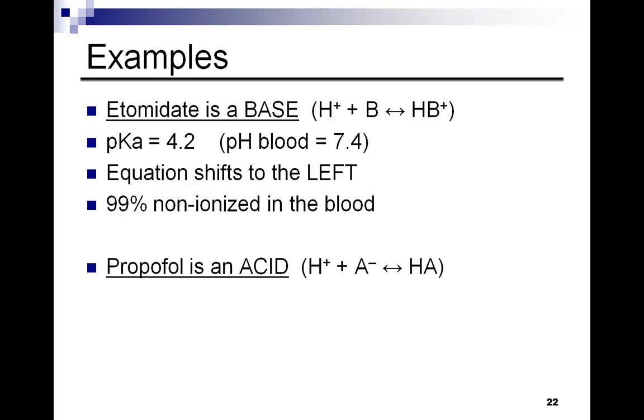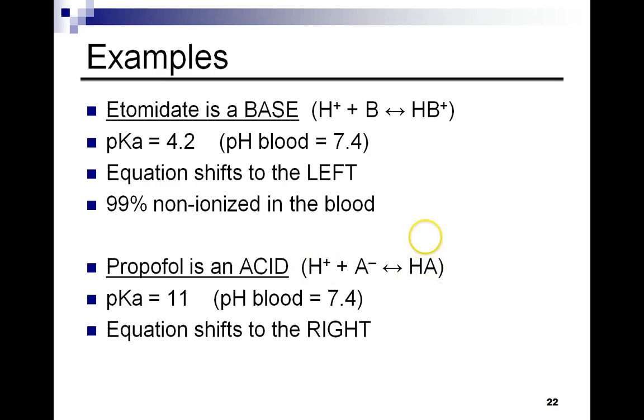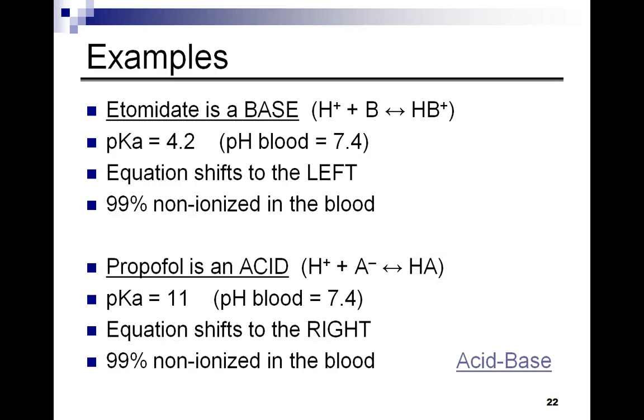On the other hand, we have propofol, which is an acid. Propofol dissociates into a proton and a negatively charged species. The pKa of propofol is 11. So even though it's in the same blood, now the blood is relatively acidic compared to the pKa of propofol. And I think of that as being an excess of protons, which pushes this equation to the right. And so the predominant species is this HA, which is again non-ionized. And propofol is non-ionized in the blood, which again allows it to have a very quick onset of action in the central nervous system.